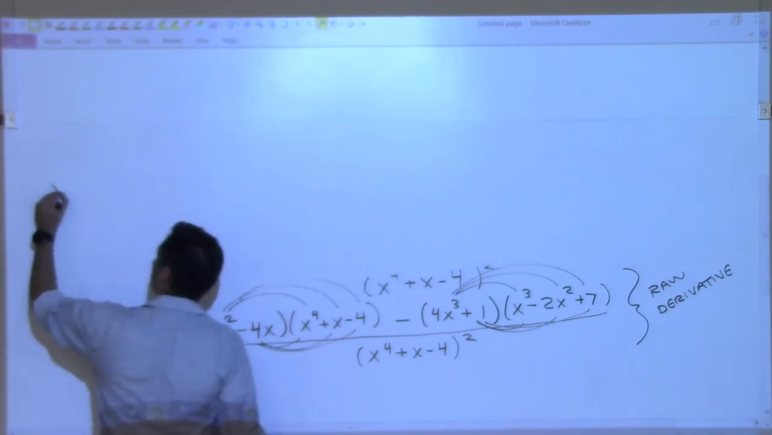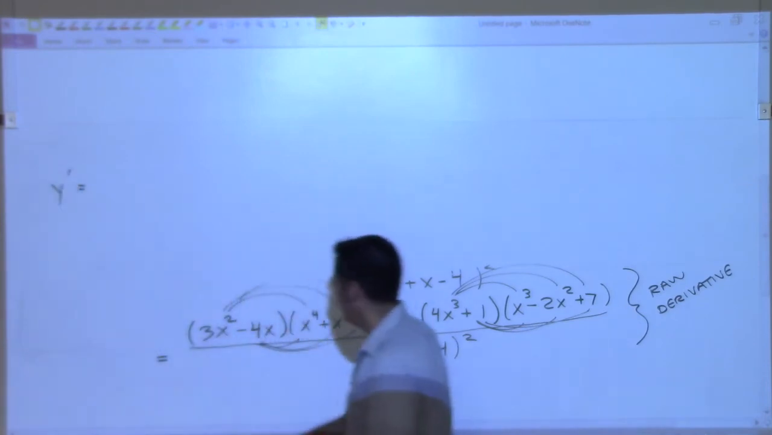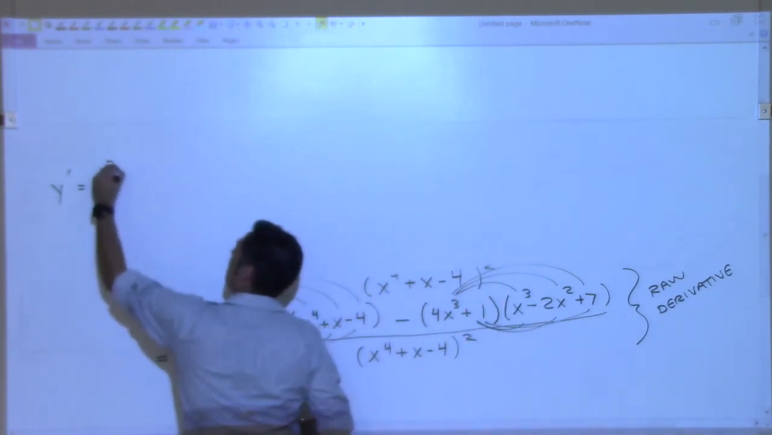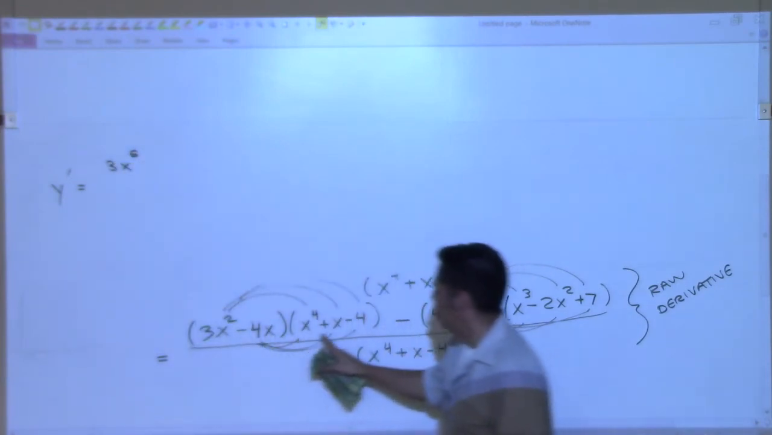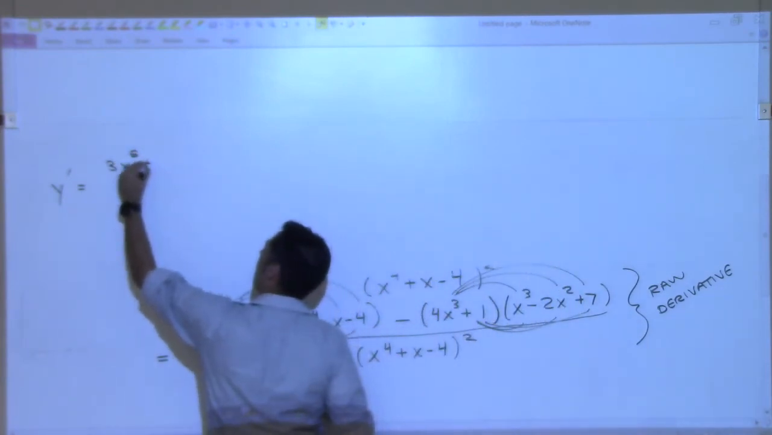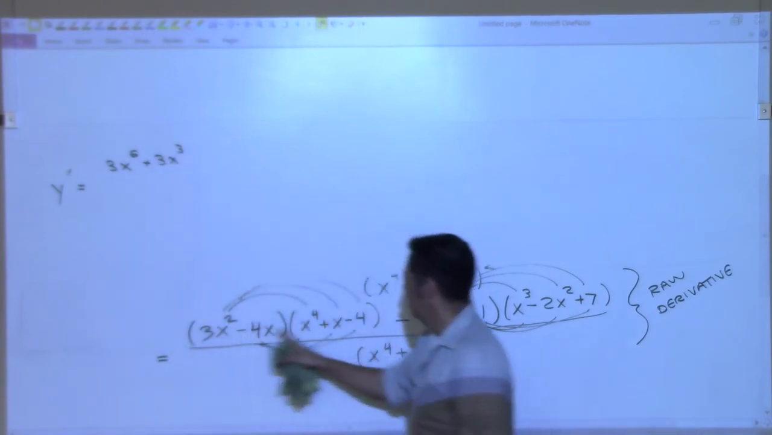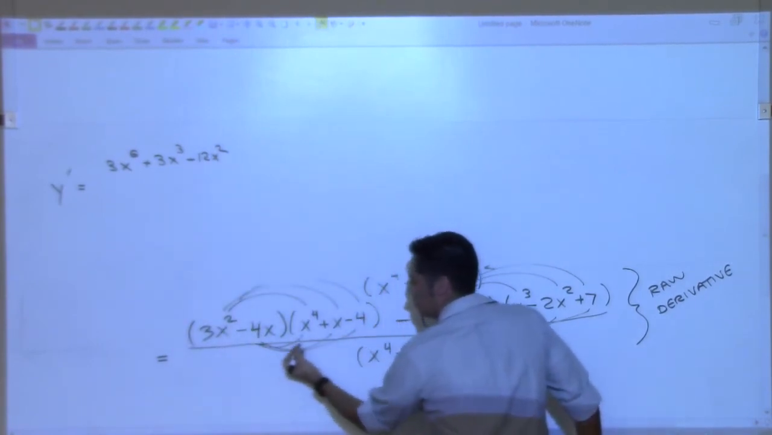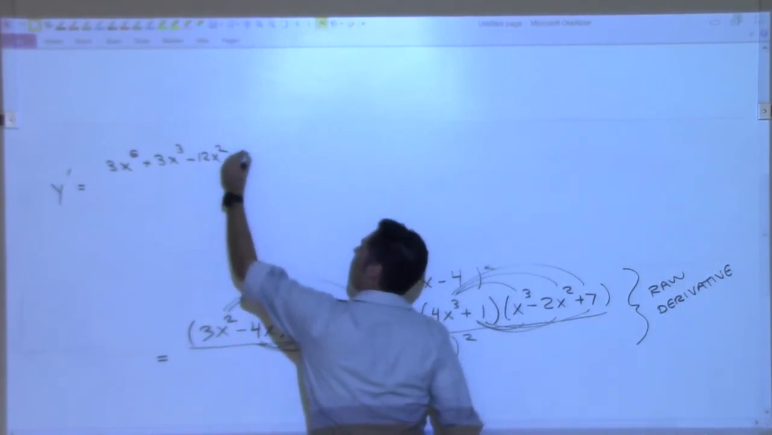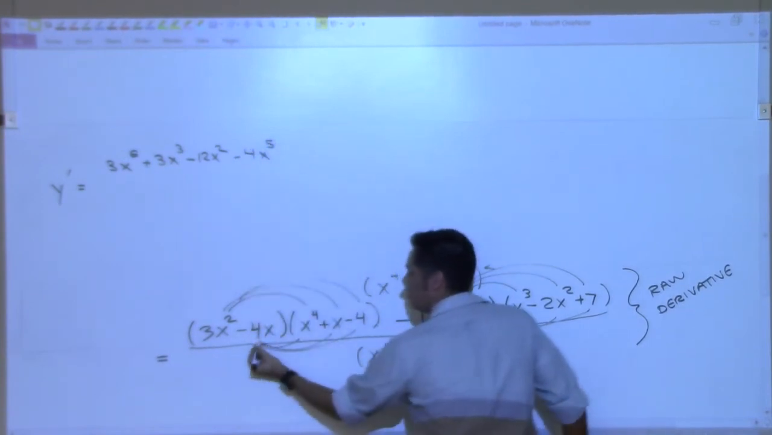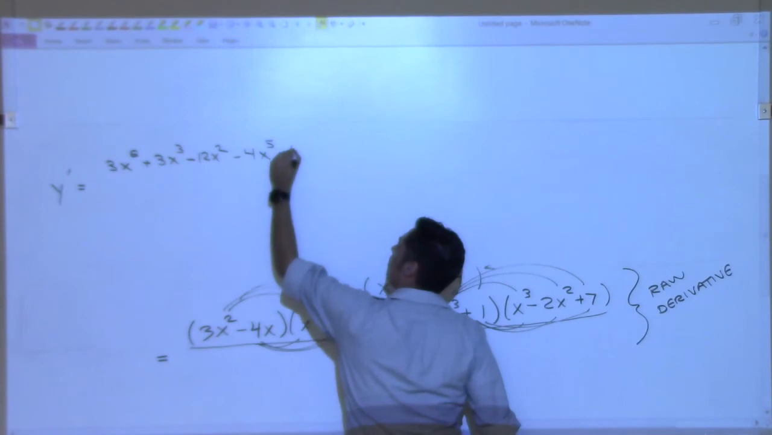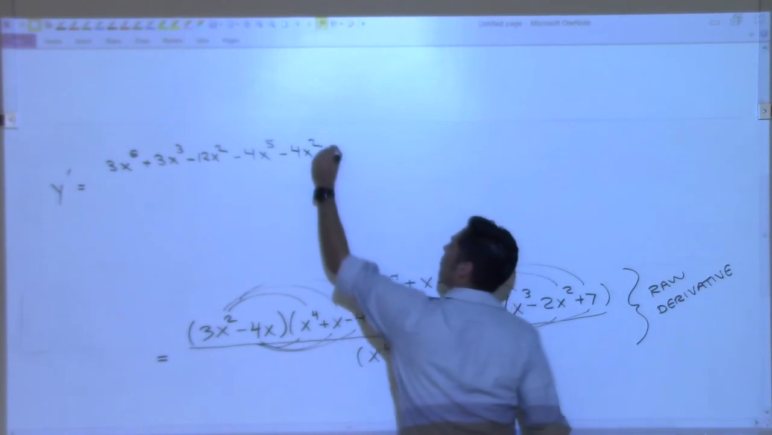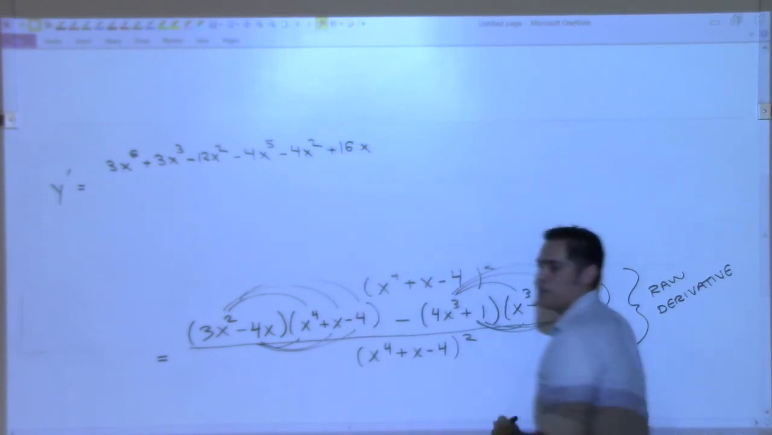So y prime is equal to, all right, this times this, let me see, 3x to the 6th plus 3x cubed minus 12x squared. I'm halfway through the first one. Now this, so minus 4x to the 5th minus 4x squared plus 16x. Oh, now the danger zone.